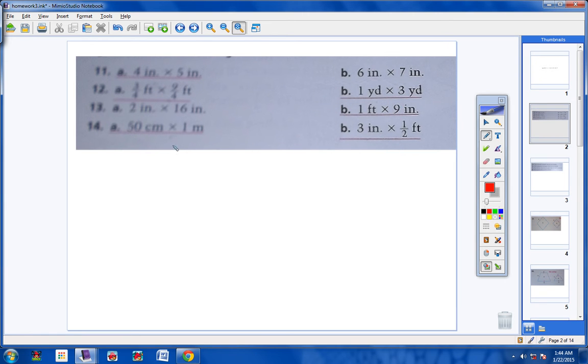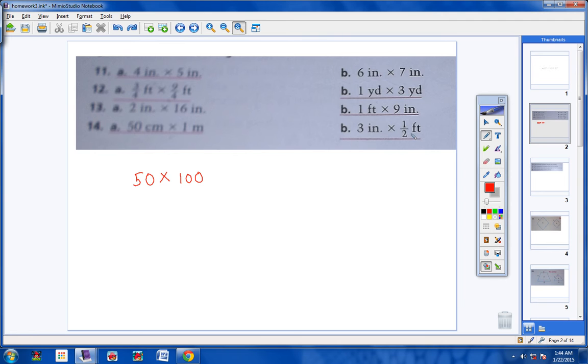Okay, we have 50 centimeters and 1 meter. Now be careful here. I could make 50 centimeters a meter, but it would be a decimal. It would be a lot easier to say 50 centimeters by 100 centimeters because 1 meter equals 100 centimeters. So I'm going to make them both centimeters.